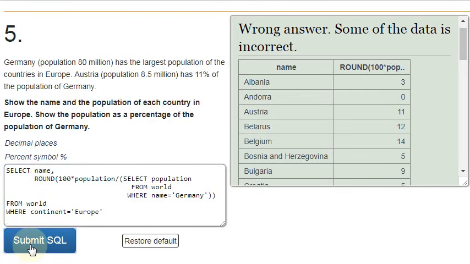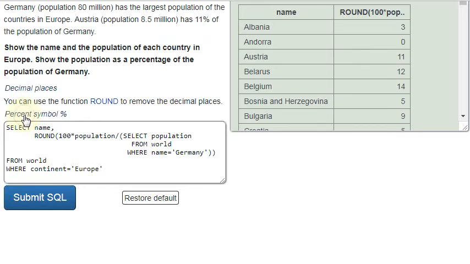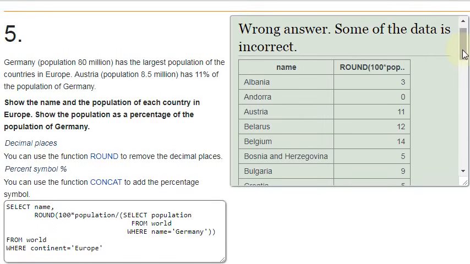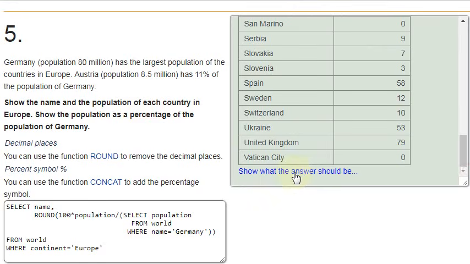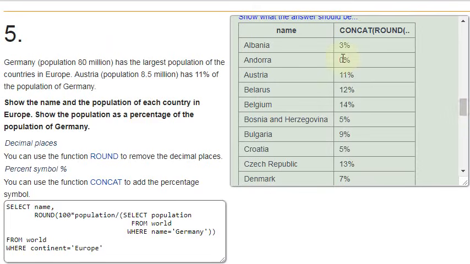And that could have gone better. Population decimal places, what's wrong? Use the round function to remove the decimal places. And the percent symbol, oh, goodness me. Let's look at the answer. We see what should the answer be. It should look like this. It should have that pesky percentage sign at the end of it.